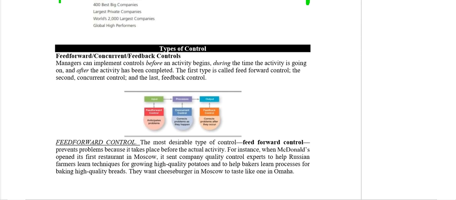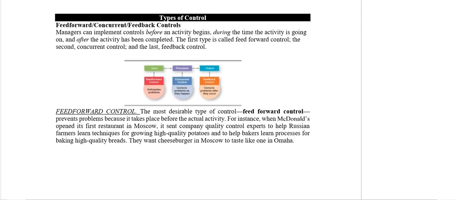So let's move to our last topic of controlling. The last topic is types of control. Students, there are 3 types of control. Number 1, feed forward control. Number 2, concurrent control. Number 3, feedback control.